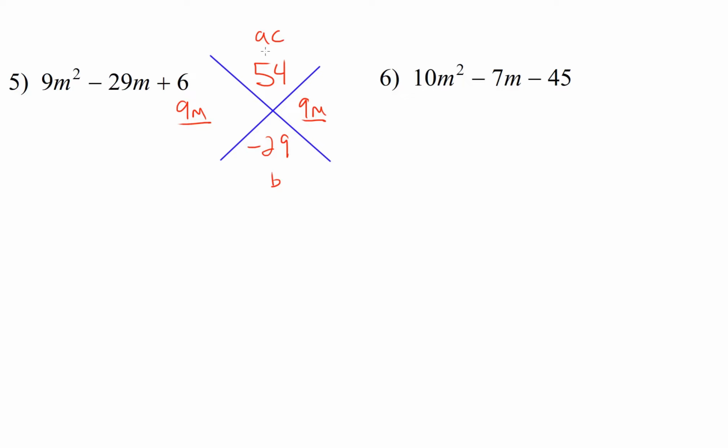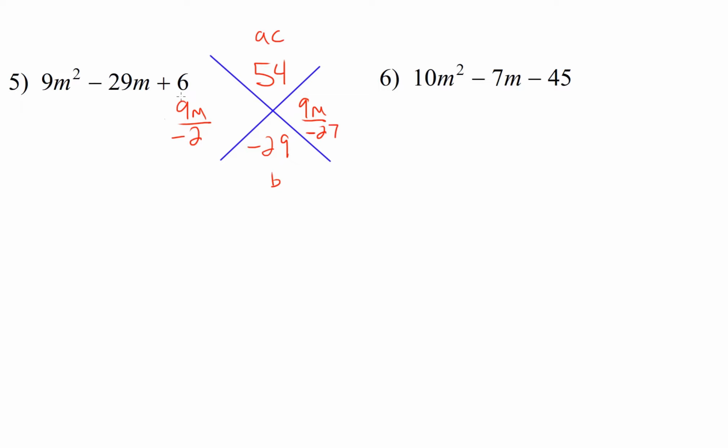So now, since this is positive and this is negative, we're thinking of two numbers that are both negative that multiply together to make 54 and add together to make negative 29. And that's going to be 27 and 2. 27 times 2 is 54, and negative 27 plus negative 2 is negative 29. So let's put the negative 2 here and the negative 27 here.